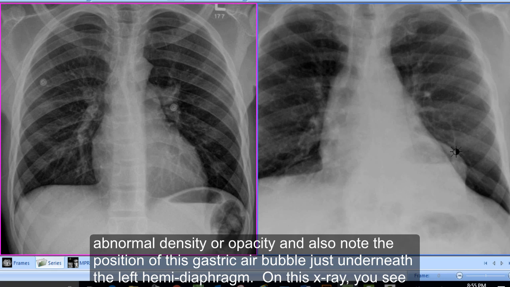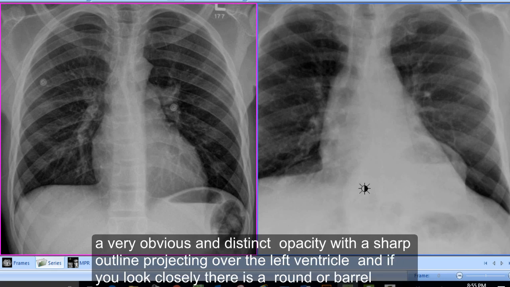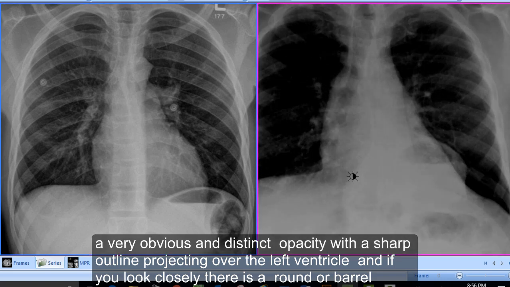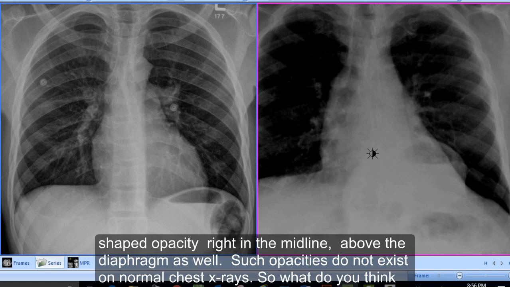On this x-ray you see a very obvious and distinct opacity with a sharp outline projecting over the left ventricle, and if you look closely, there is a round or barrel shaped opacity right in the midline above the diaphragm as well. Such opacities do not exist on a normal chest x-ray. So what do you think that is?